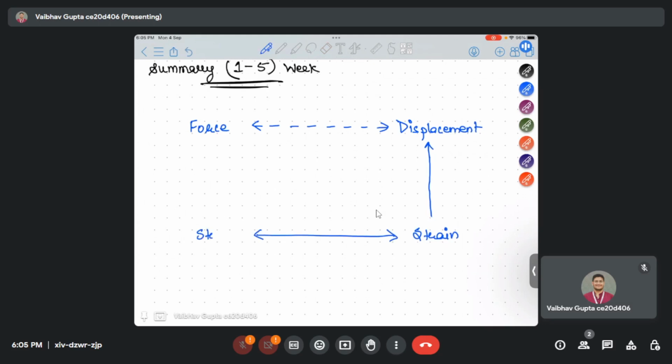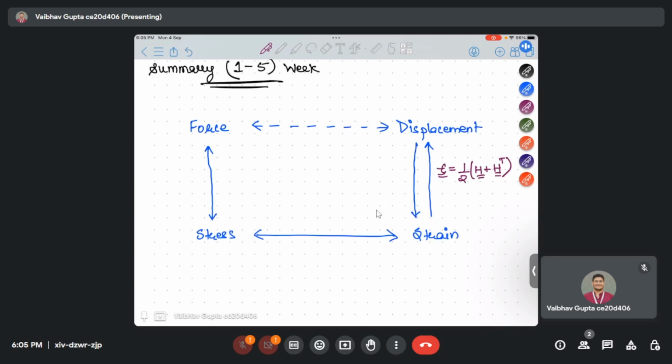So these are the quantities that we have looked upon in brief. How are they related with the help of equations? We have seen the derived version of all the equations. Displacement is related to strain with the help of the displacement gradient. We write linearized strain as half of H plus H transpose. That is how displacement is related to linearized strain.